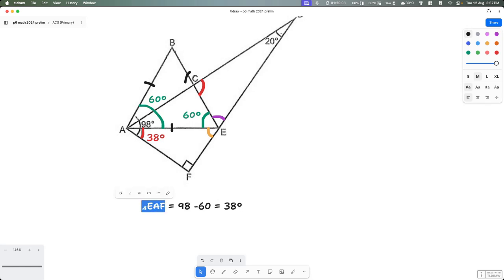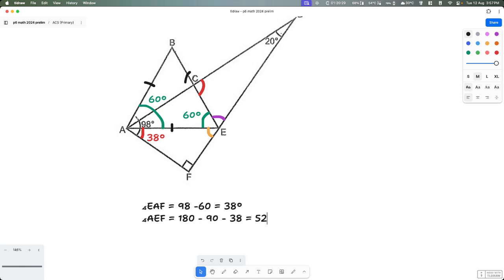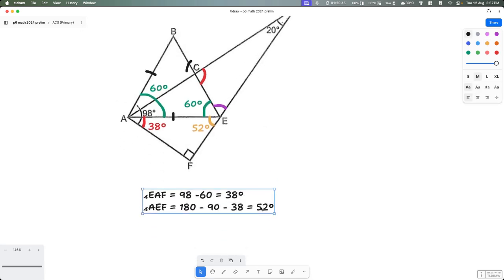So then we can get the AEF. So angle AEF is equal to 180 minus 90 minus 38. And this will give us, so it's basically 90 minus 38 should be 57. So 90 minus 38, sorry, is 52. Okay, so this will be 52 degrees. Okay, so now we know that this AEF over here is 52 degrees in yellow. Then we know that AEB is 60. Then we can get the purple, which is CED.